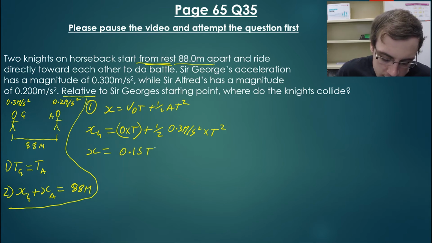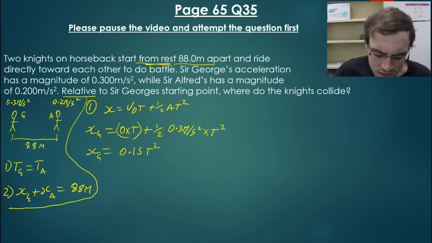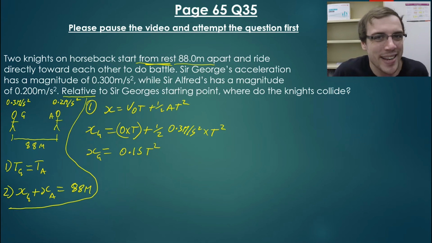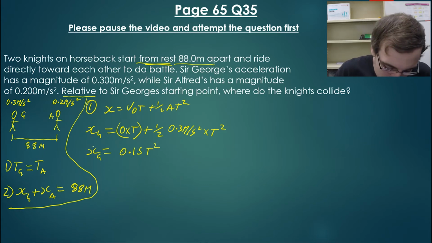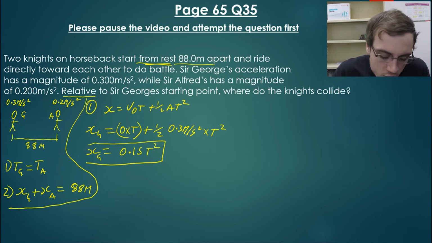0.15 t squared. Now this is a slight problem here because we go, well, hang on, we've got two unknowns. How are we supposed to solve this? And I'm going to come to that in just a moment. So I'm going to put a little square around this because that's going to tell me I want to come back to that. So now we're going to look at the total displacement for Alfred.